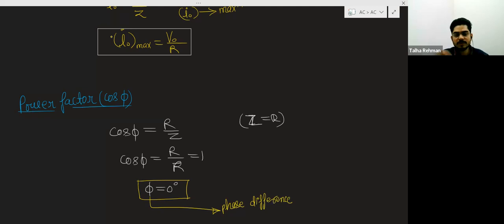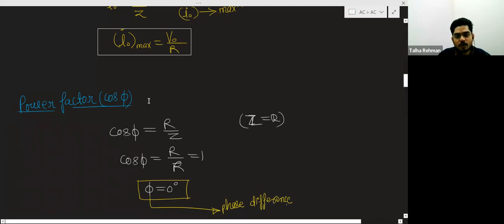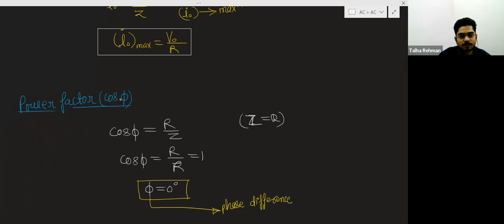Phase difference. Now power factor is cos phi. So power factor, if you calculate cos phi, that is equal to 1, because cos 0 is equal to 1. So the power factor is 1.